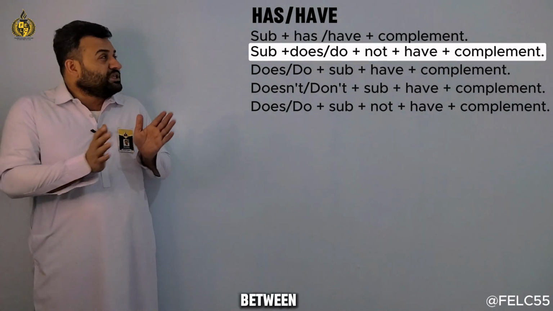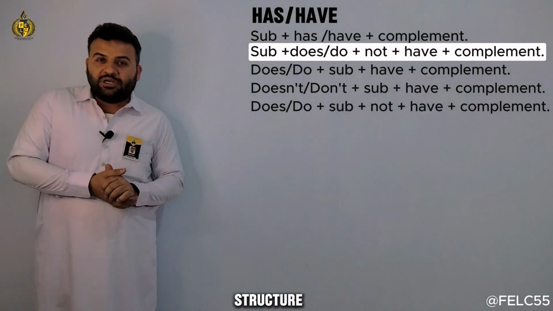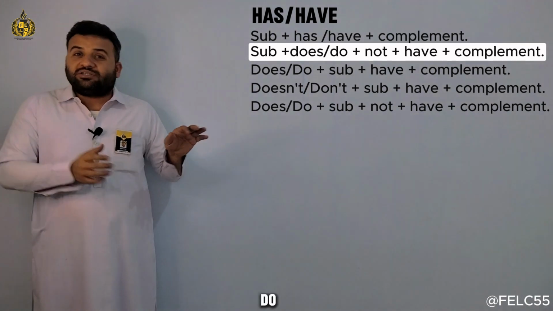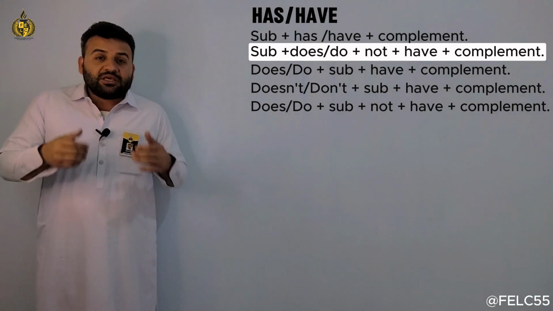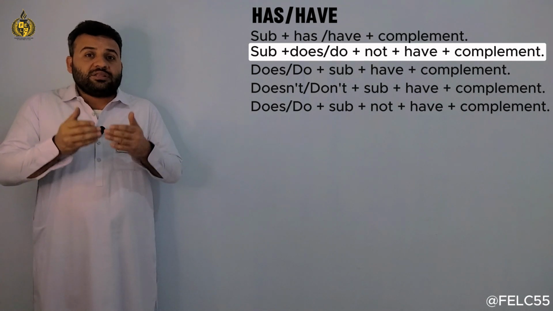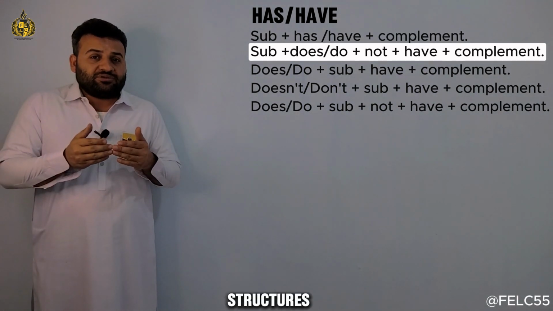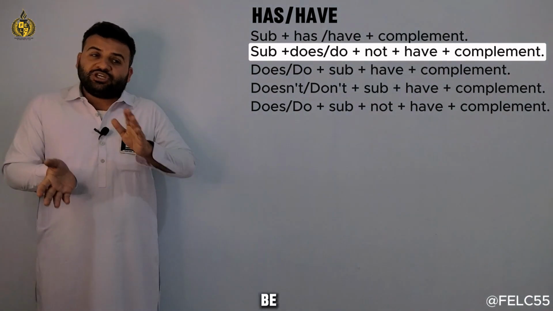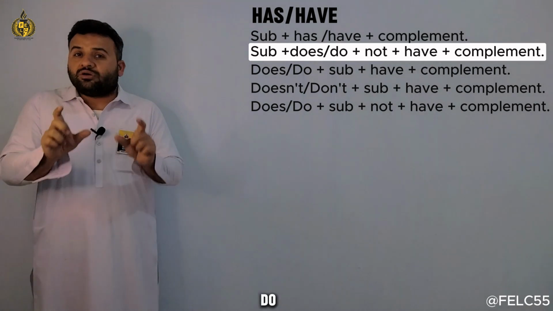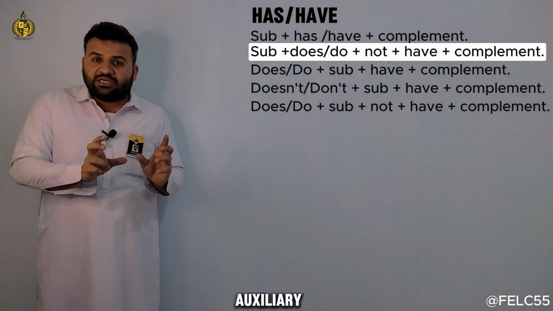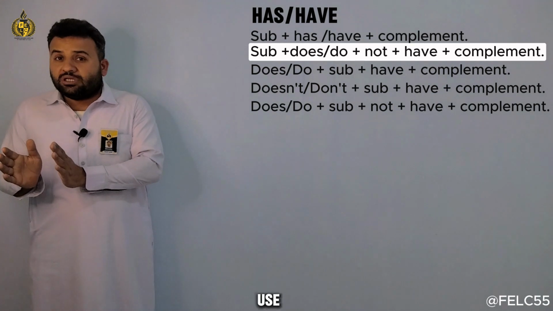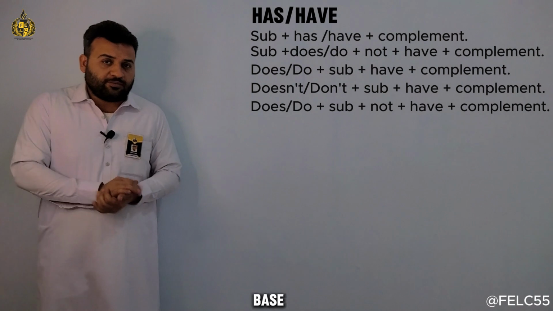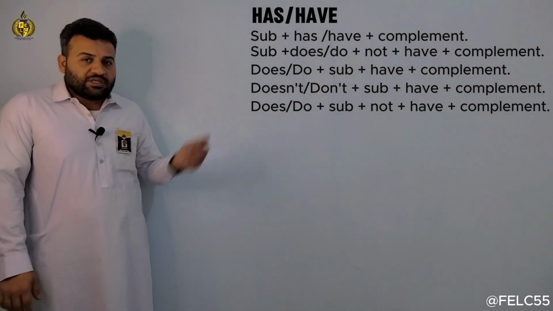So what is the difference between the first structure and the second structure? In the first structure, you can see has is there, and in the second structure, we do not have any has. It means that has will be there only in the positive structures. In the negative structures, there is no need to use has. It will be changed into have because of the do auxiliary. When we use the do auxiliary, we must use have instead of has, because have is the base form of the word, right? So that was the negative structure.